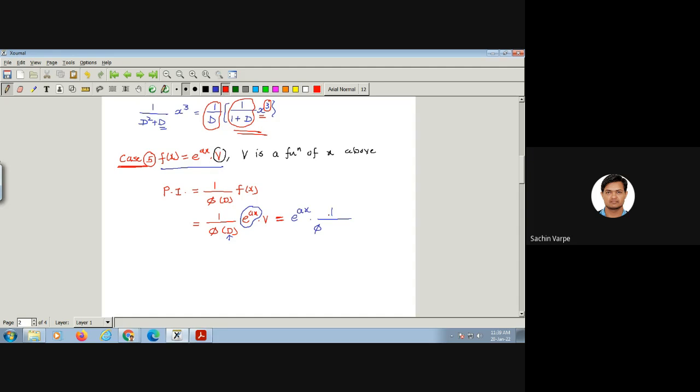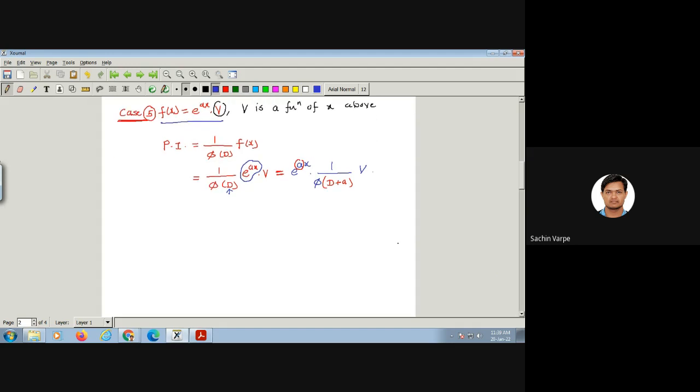D will be replaced by d plus a, where what is this a? A is the coefficient of x in the exponential function, and that is operated on v. This is the logic behind this, or this is the formula. If you want to see how and why we are doing this, we do the same thing we have done in the last exponential and sine.